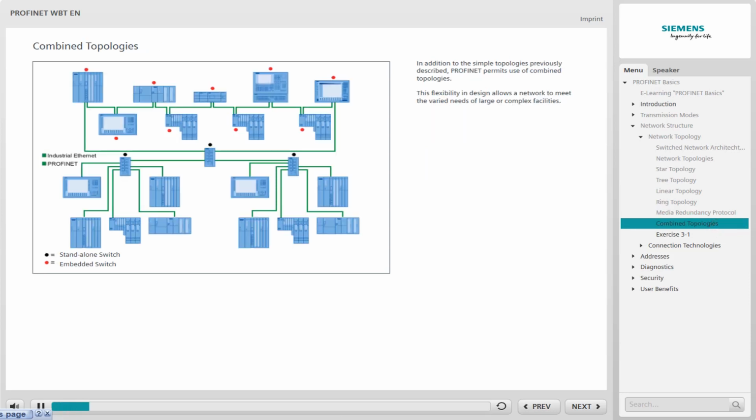In addition to the simple topologies previously described, PROFINET permits use of combined topologies. This flexibility in design allows a network to meet the varied needs of large or complex facilities.